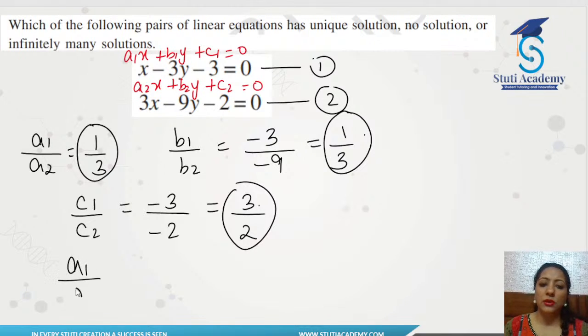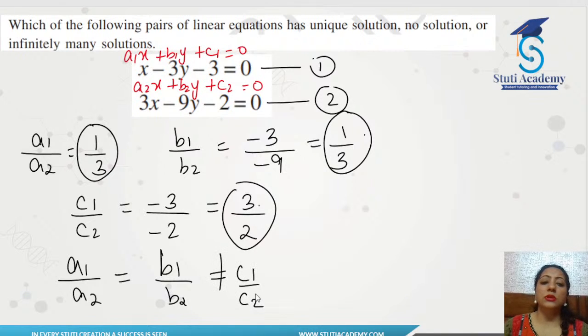That means a1 upon a2 is equal to b1 upon b2, not equal to c1 upon c2. So this is the case of no solution. The given set of equations has no solution. So the given set of equations is inconsistent. I hope students you've all understood this.